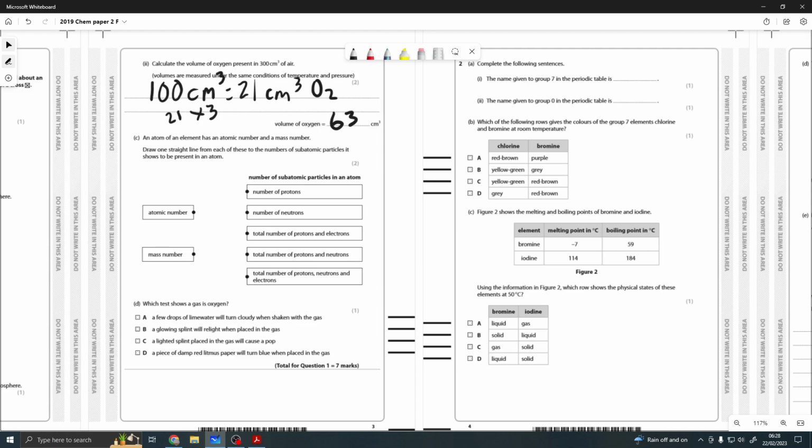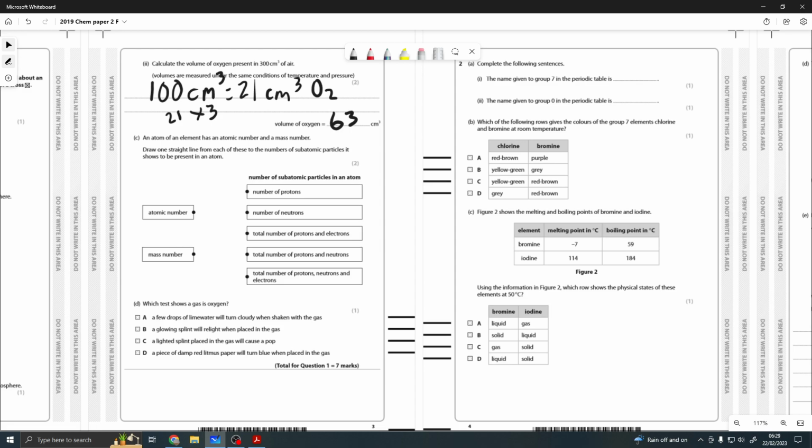Okay, an atom of an element has an atomic number and a mass number. Draw one straight line, good luck, from each of these numbers to the subatomic particles it shows to be present in an atom. So, the atomic number, what does it tell us? Does it tell us the number of protons, number of neutrons, total number of protons and neutrons, the total number of protons and electrons, or the total number of protons, neutrons, and electrons?